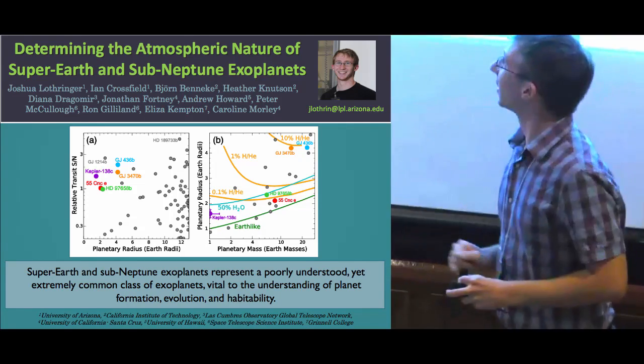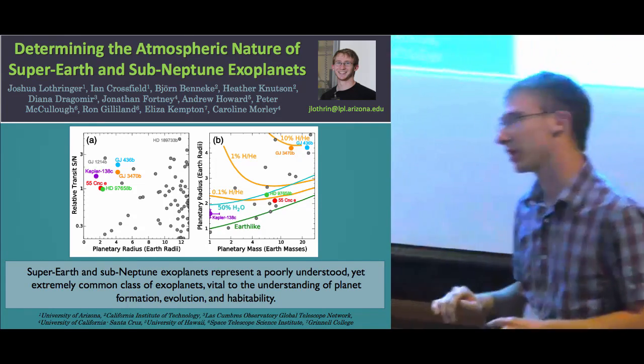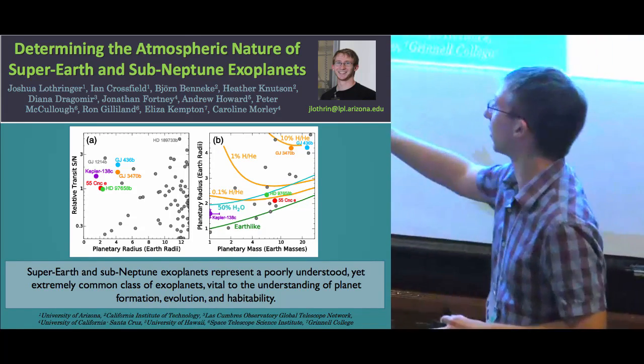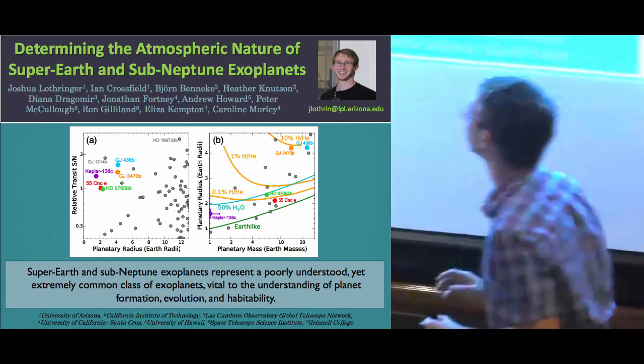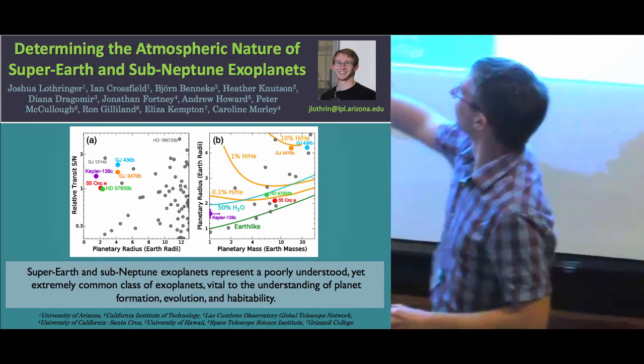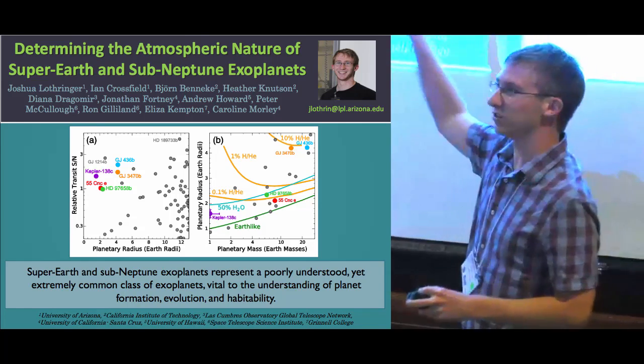If you look at plot A there, it's a signal-to-noise versus planet radii. So these are some of the best signal-to-noise planets that we can look at right now that are also fairly small. What's interesting about these super-Earth and sub-Neptune exoplanets is that they can span a wide range of compositions.